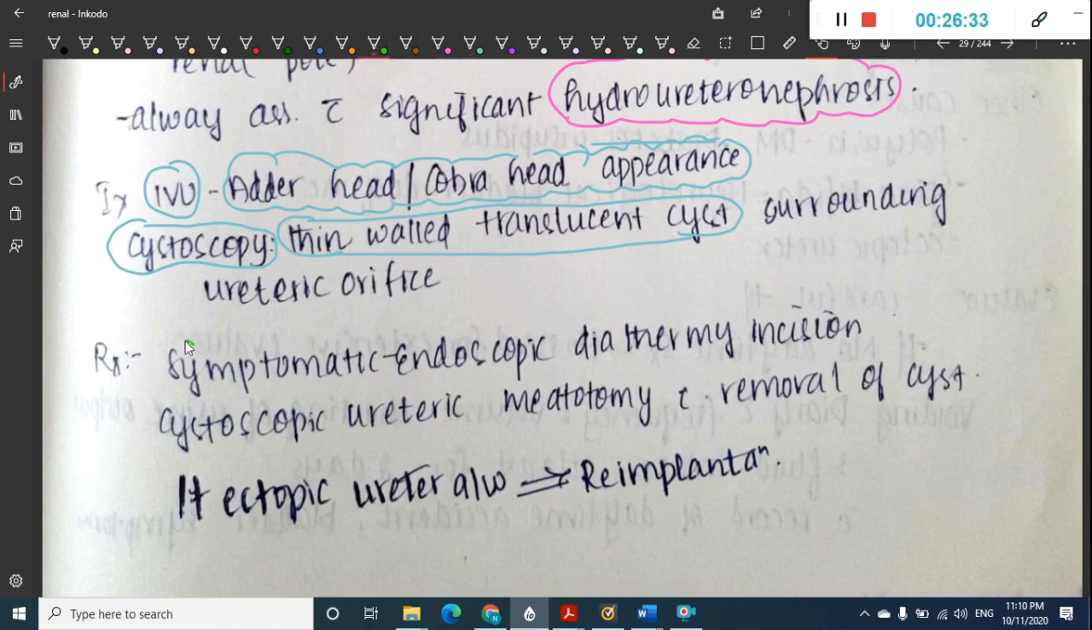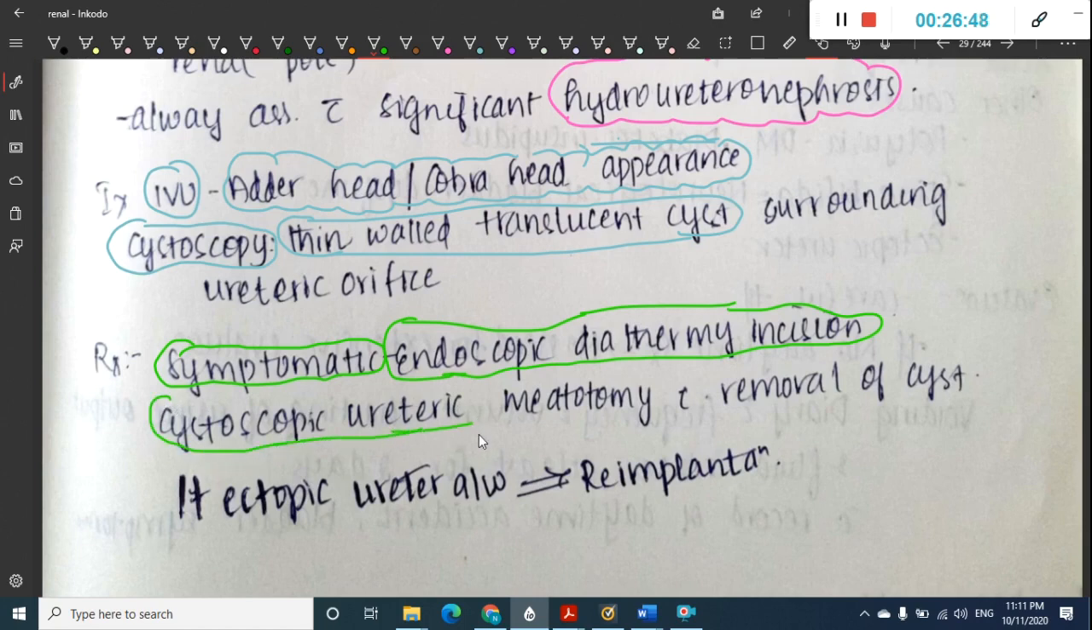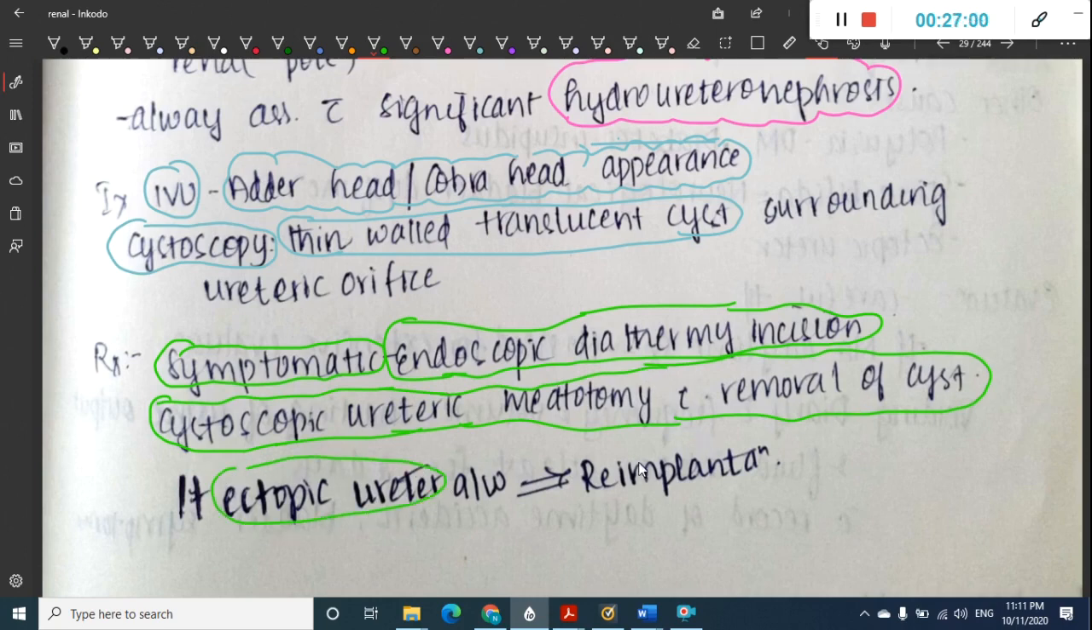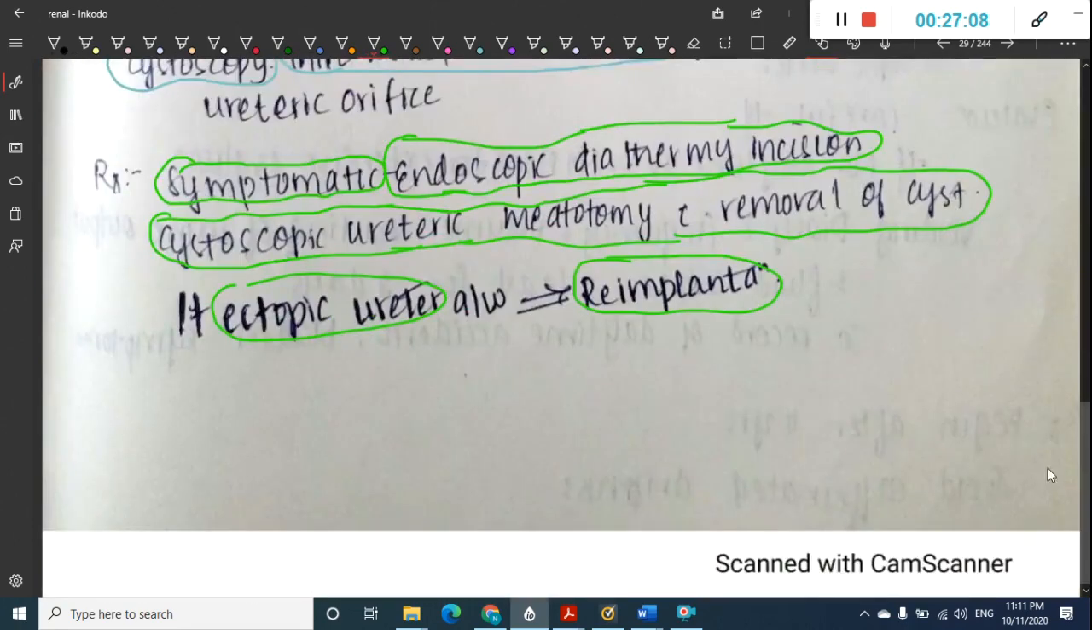Now how are you going to treat the condition? If it is symptomatic, then you will have to do endoscopic diathermy incision, or you can even do cystoscopic ureteric myotomy with removal of cyst. Actually, this is the one which we mostly prefer. If an ectopic ureter is seen, then you should do reimplantation. So this is the main important thing which you see in ureterocele.